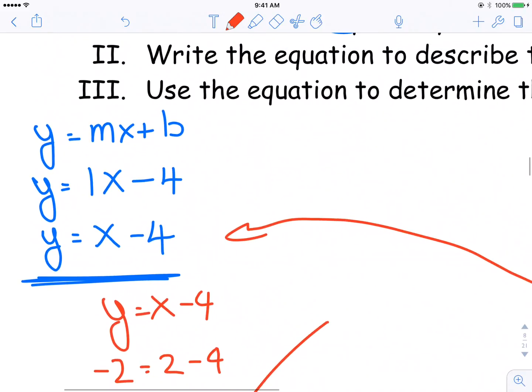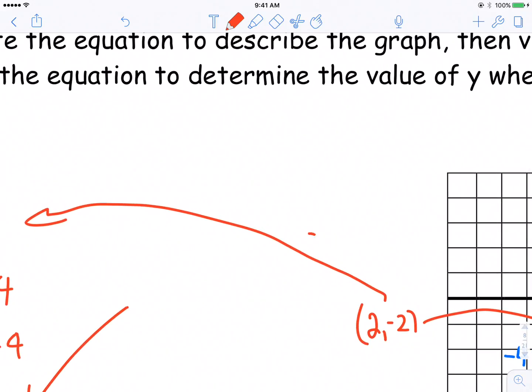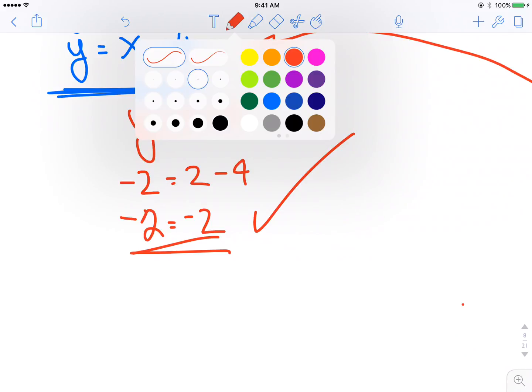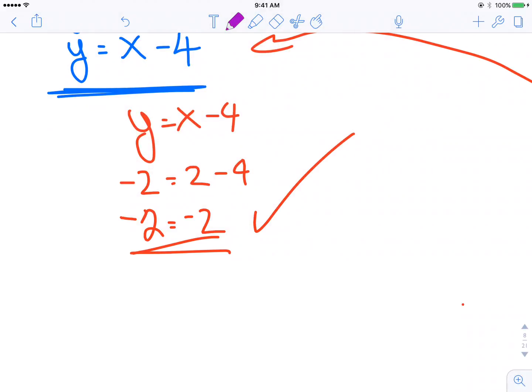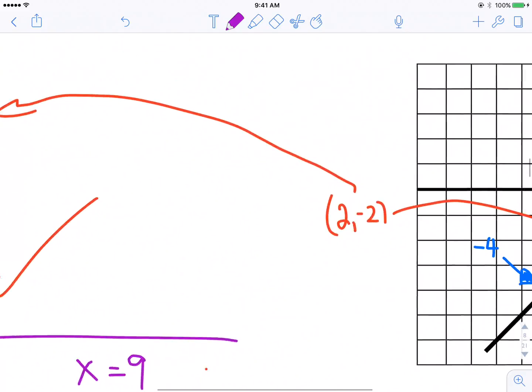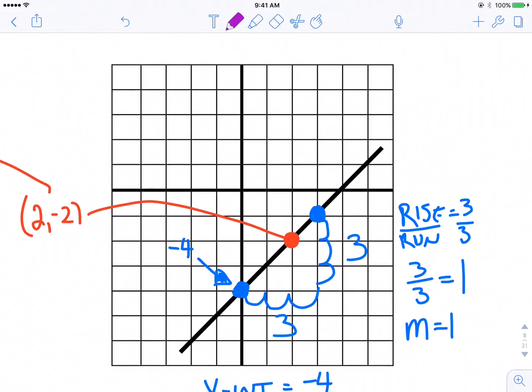And then step 3. Use the equation to determine the value of y when x is equal to 9. So here is my equation. Y is equal to x minus 4. Well, what is y when x equals 9? Now, I could maybe just go to my graph and read that on my graph, but my graph doesn't go big enough. My graph only goes to a y of 6. 7, 8, 9 would be out here somewhere. The graph might cross up here, and I would be guesstimating up here. So I don't want to do that.